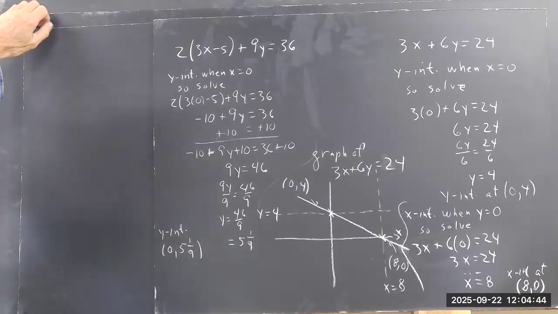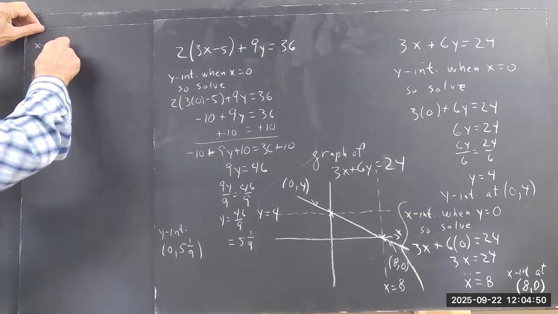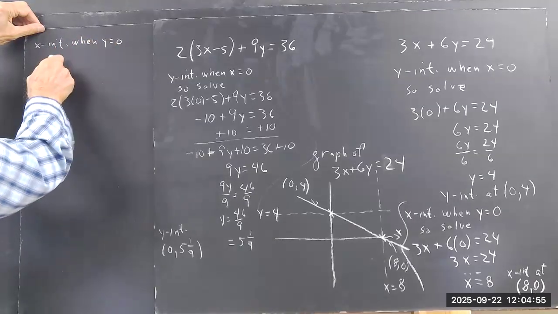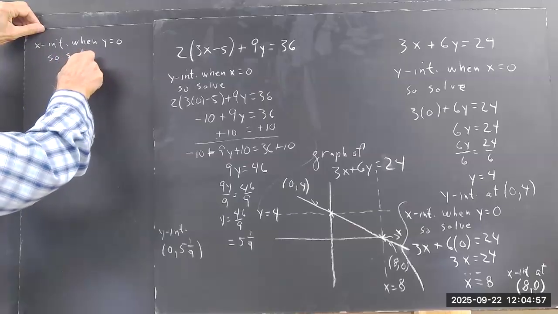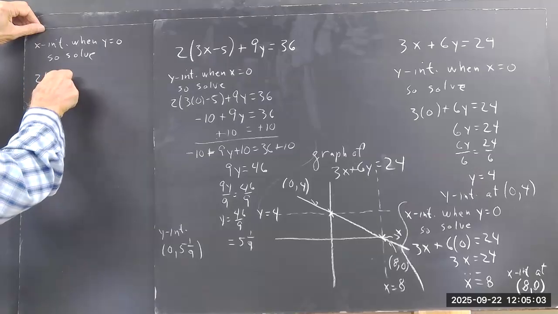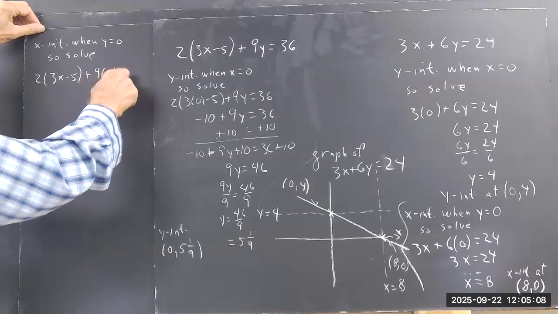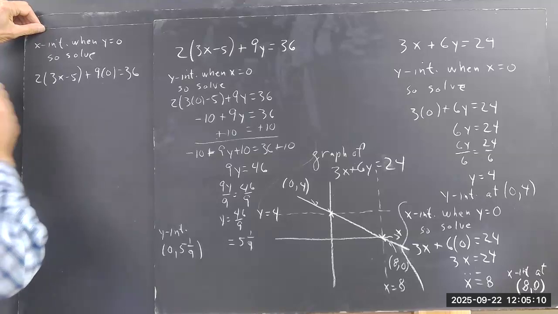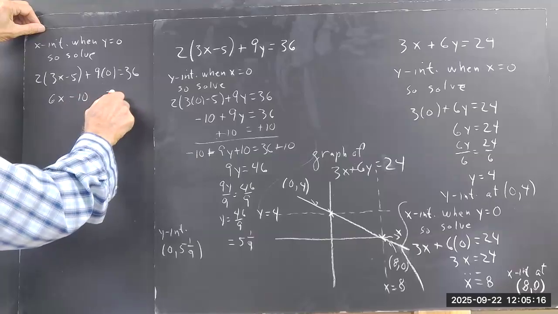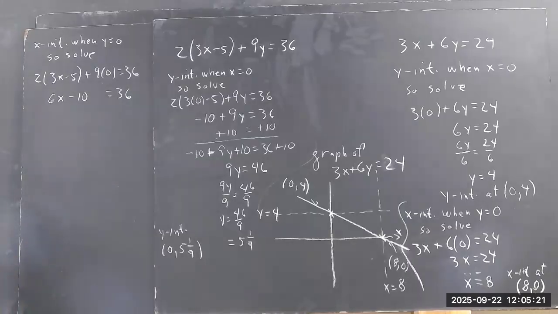Okay, so x-intercept, from y equals 0, so solve 2 times the quantity 3x minus 5 plus 9 times 0 equals 36. Well, we can distribute here. We get 6x minus 10 equals 36. 9 times 0 is 0. This is all we have.